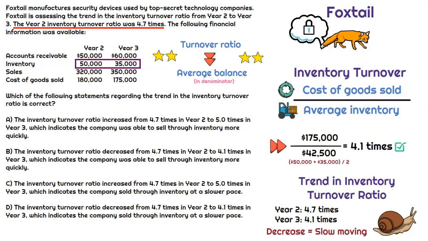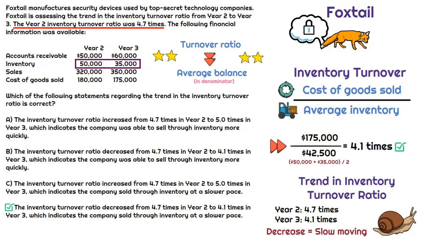So that is going to be a risk for Foxtel because that inventory is sitting longer and it's not being sold as quickly. But when we go through and look for the correct statement here, well, the only one that makes sense is that the inventory turnover ratio decreased from 4.7 times in year 2 to 4.1 times in year 3, which indicates the company sold through inventory at a slower pace.